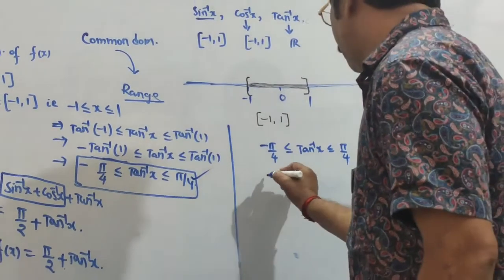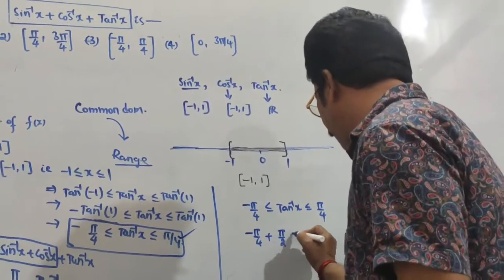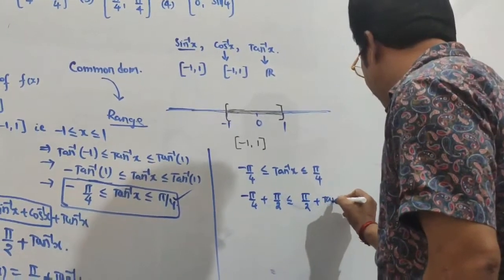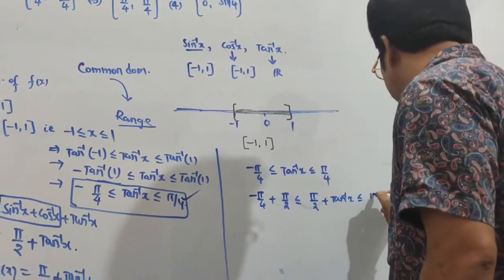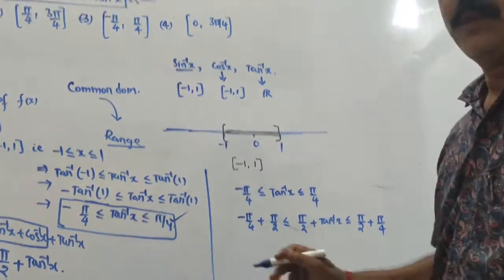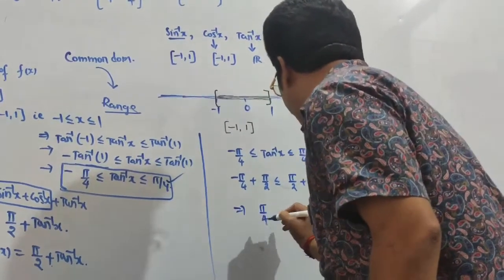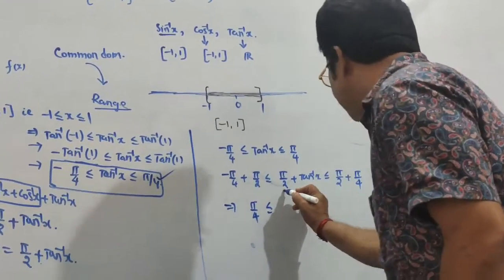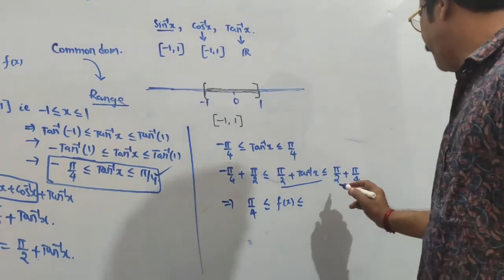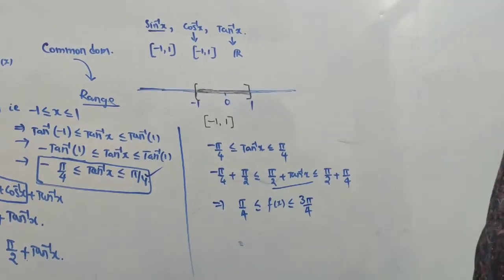So minus pi/4 plus pi/2 less than or equal to pi by 2 plus tan inverse x less than or equal to pi by 2 plus pi by 4. This is adding pi by 2 throughout the equation. So that implies pi by 4 less than or equal to f of x less than or equal to 3 pi by 4, on simplification. We are getting 3 pi by 4.